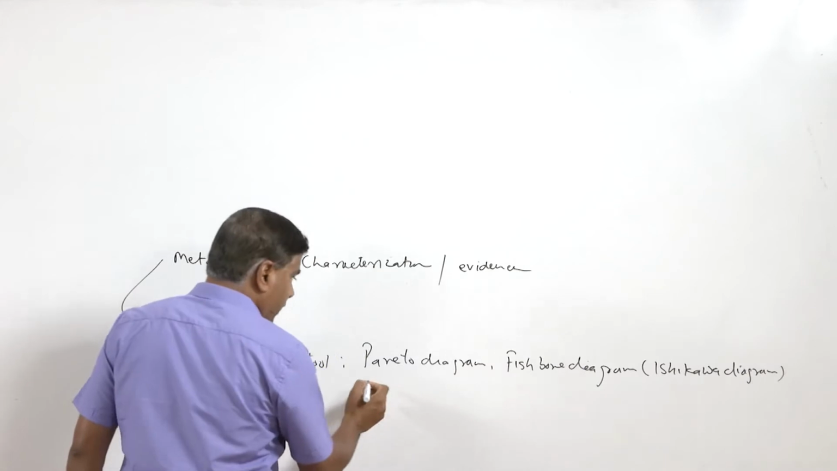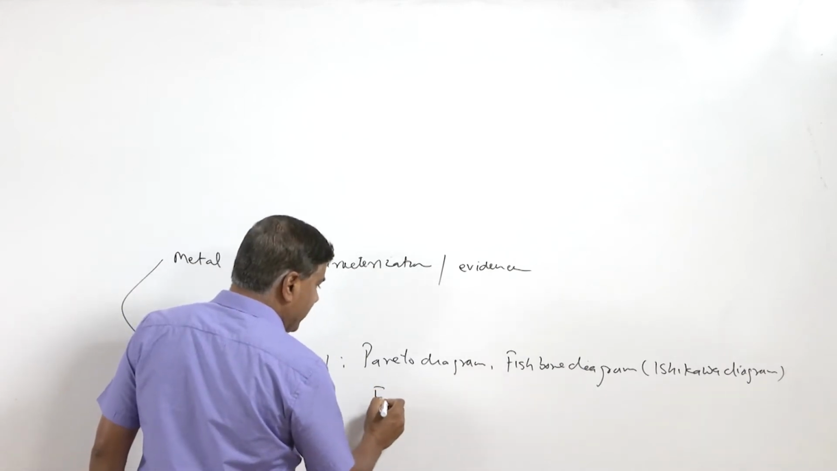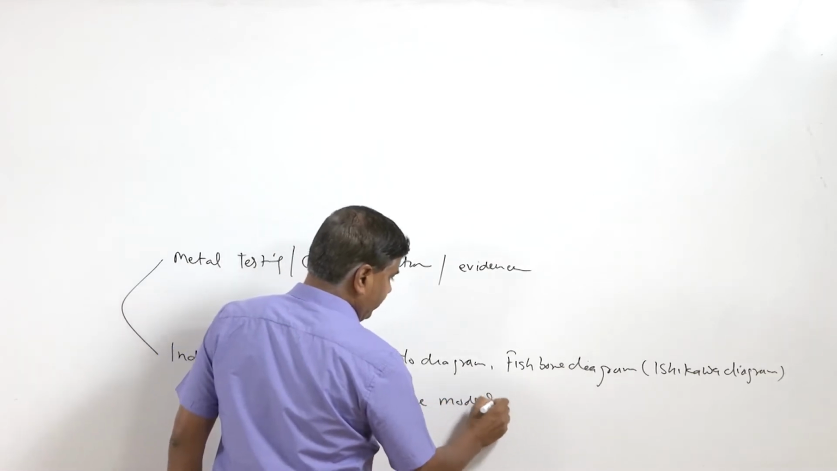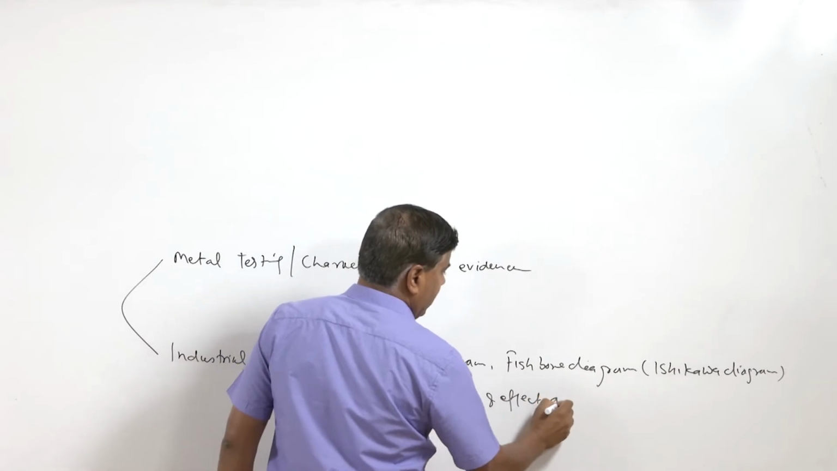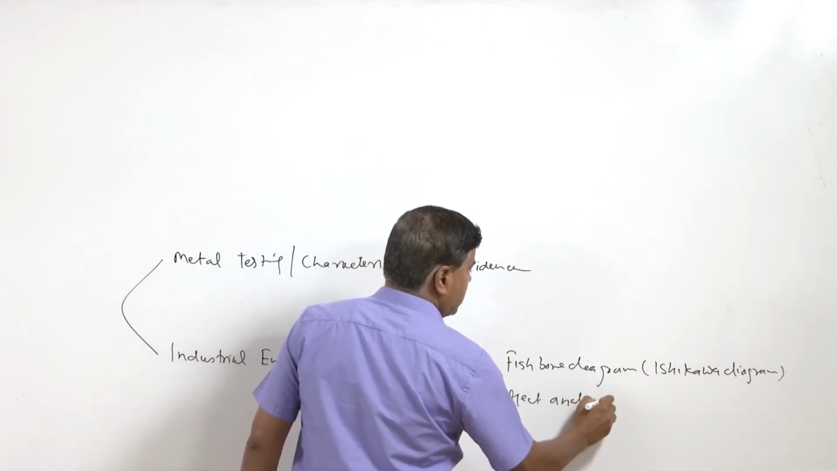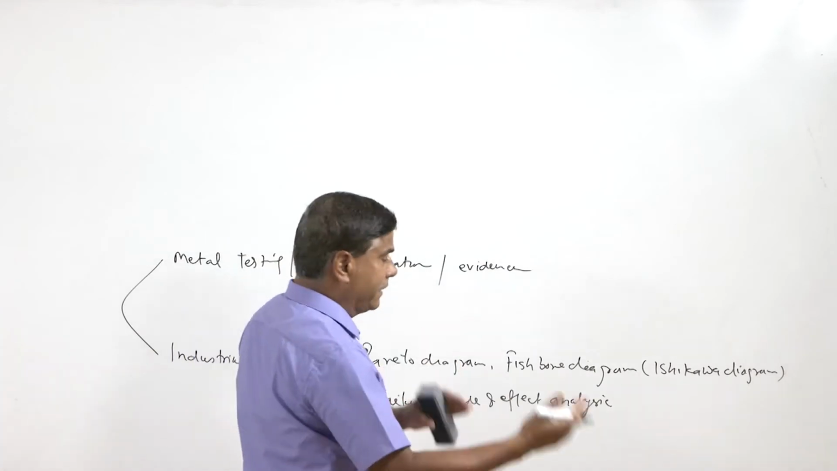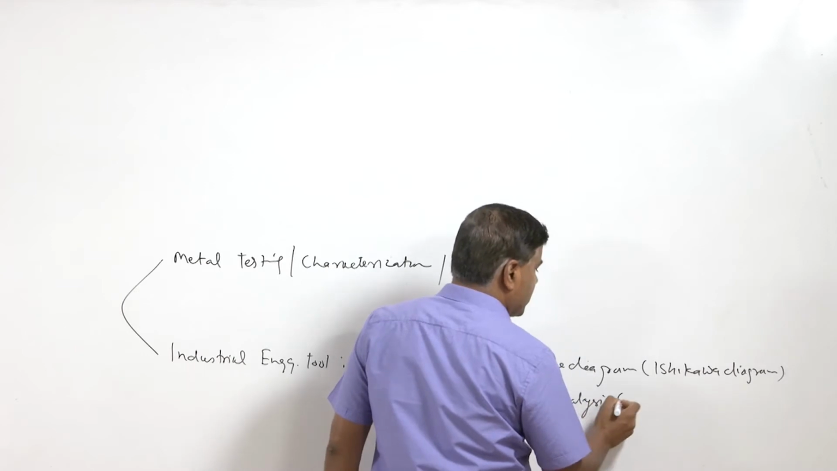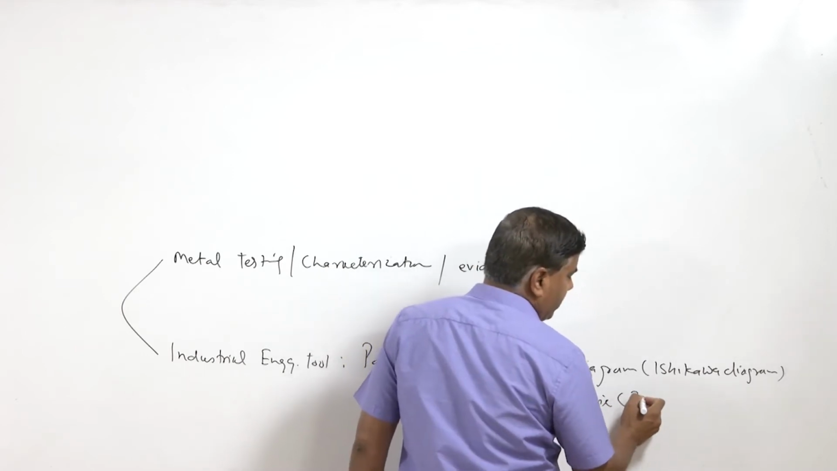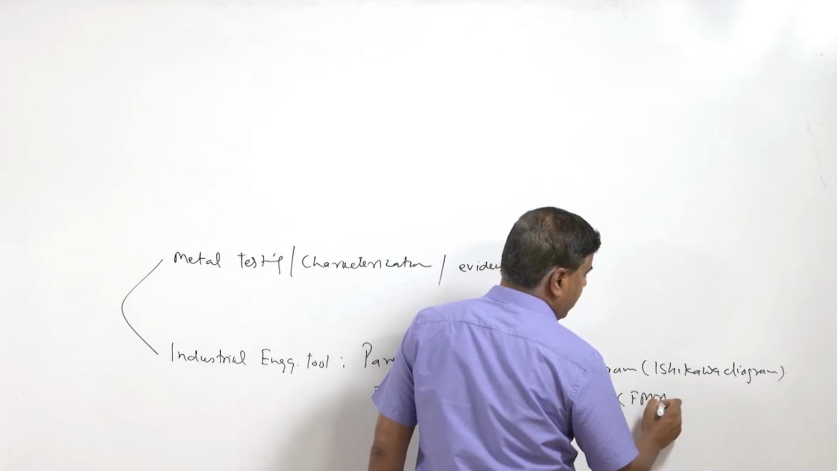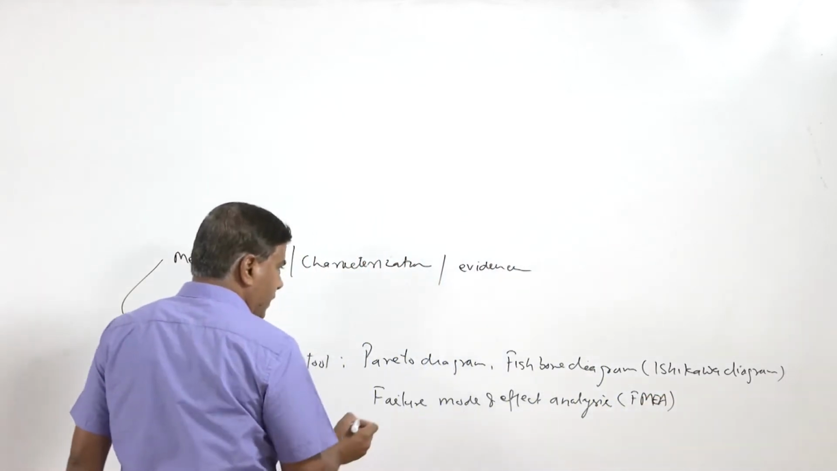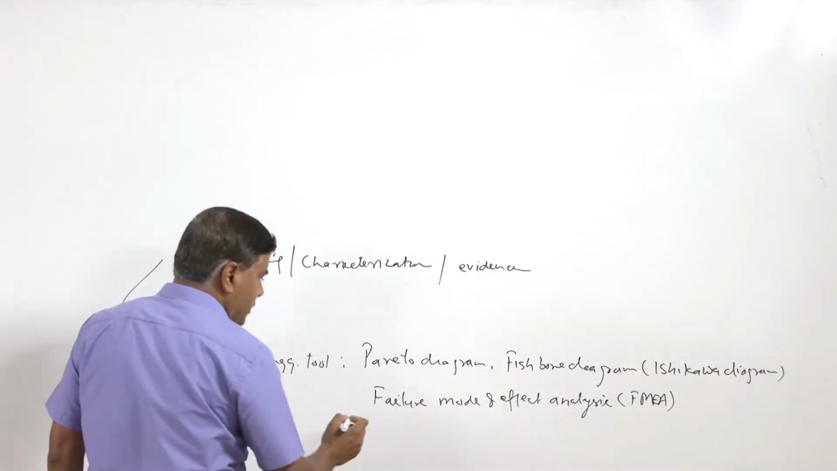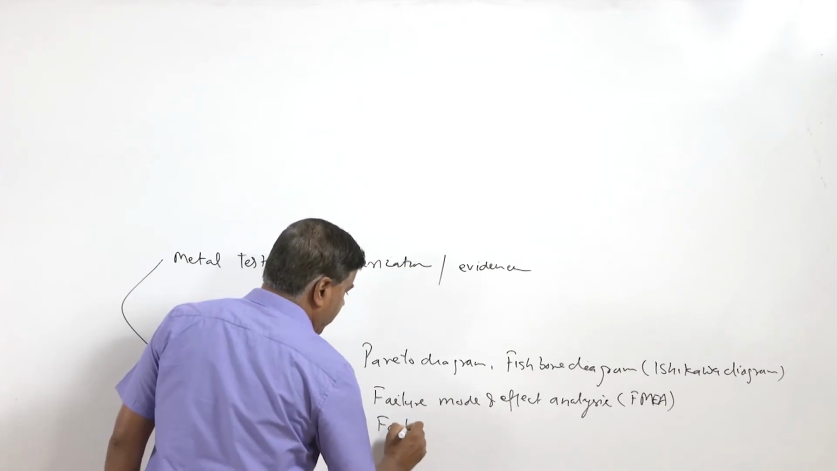Then we have the very commonly used failure mode and effect analysis. This is also very useful in analyzing the impact of the failure on the performance of a particular product, and this is commonly termed as FMEA.